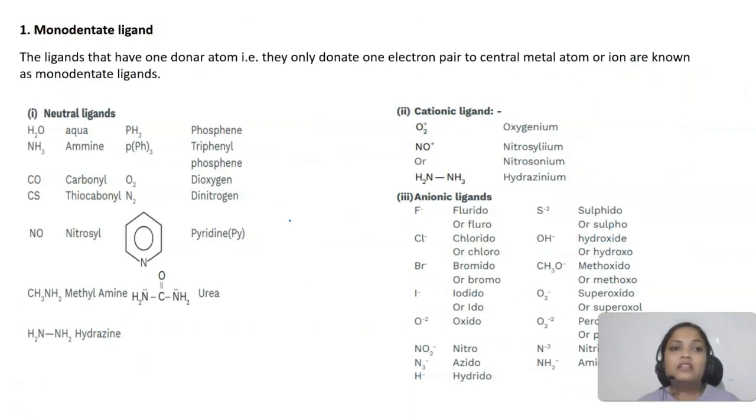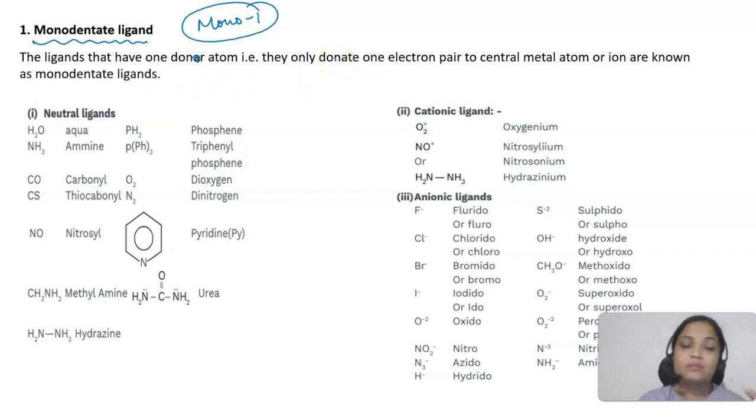Now the first is monodentate ligand. What is mono? You know, one, right? Monodentate means the ligand that has one donor atom only. Only one donor atom will be there in that particular ligand, meaning that one donor atom will donate one electron pair to the central metal atom or ion. So what we saw is that the ligand is the one which is donating or sharing its electron pair, because the metal atom or ion is a Lewis acid. So if you have just one donor atom, it will just donate one electron pair.